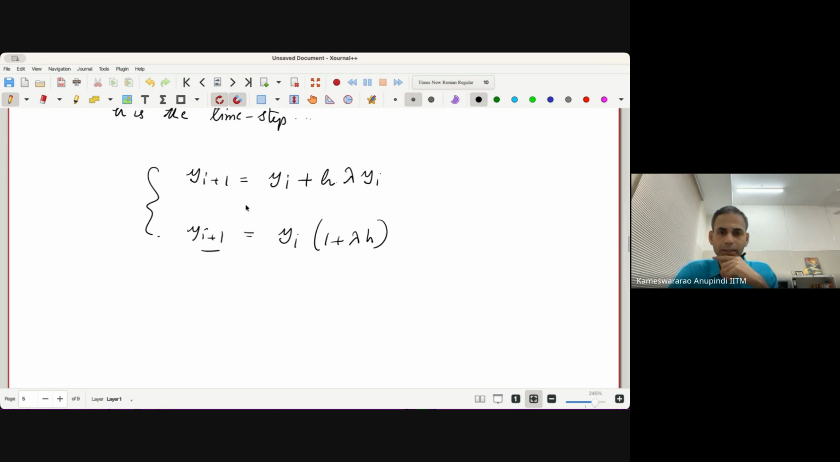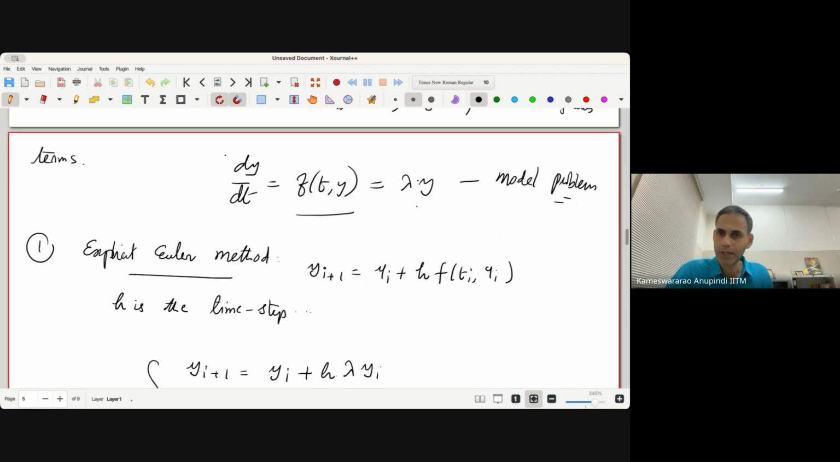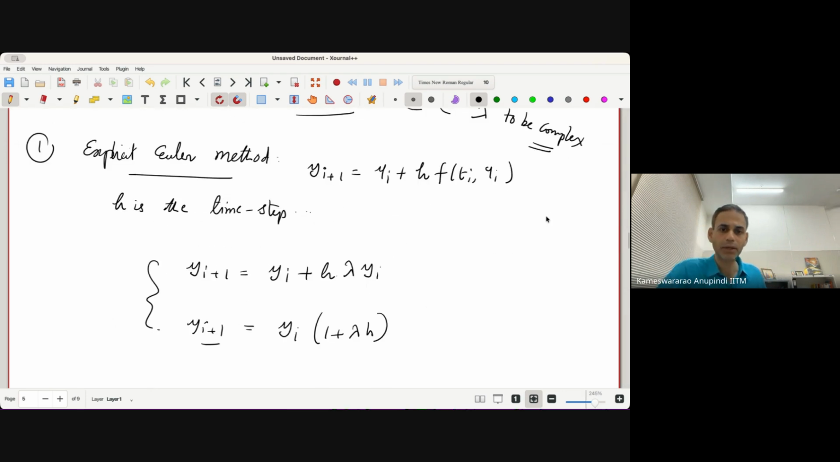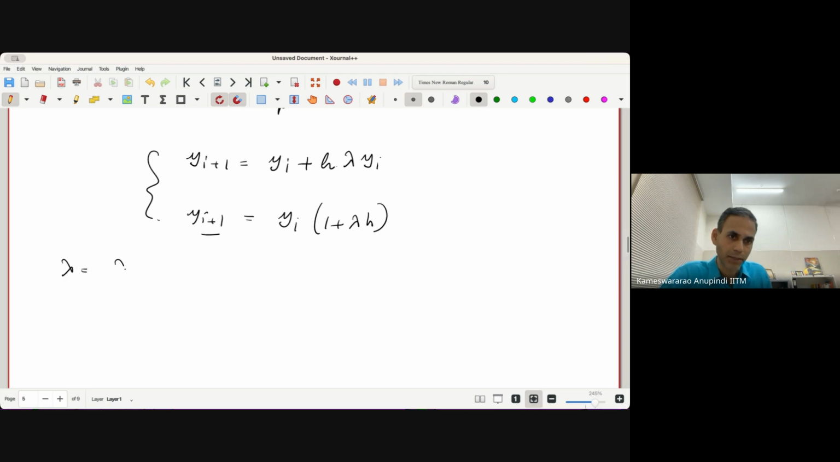But then the thing is that now, with this lambda y we have, we can actually let lambda be complex. It need not be restricted to simple values. It can be a complex number as well. As a result, we can write lambda as lambda real part plus i times lambda imaginary part. In certain problems, we will get lambda to be complex instead of a real number. So we can allow lambda to be complex.